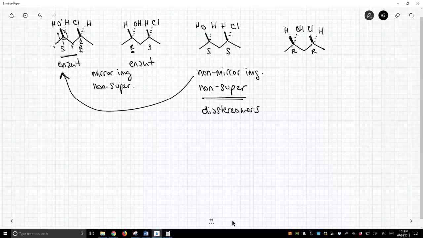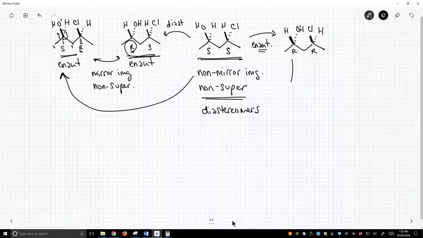Now what's the relationship of these? So to go from the SS to the RR, we've reversed both stereocenters. These are enantiomers. And when I said both stereocenters, we've changed all of the stereocenters. Well, that's going to get us to an enantiomer. These two are enantiomers. This structure right here, the SS, is a diastereomer to this second structure because we changed one stereocenter, the OH stereocenter, but not both stereocenters. We left the chloride stereocenter the same.